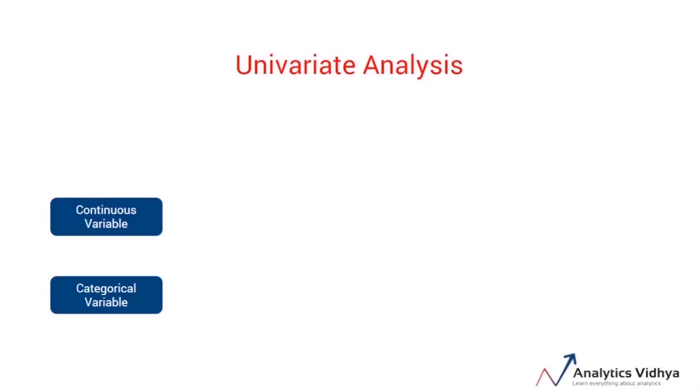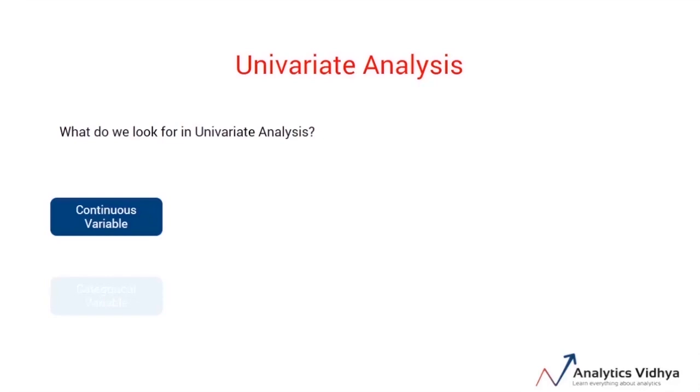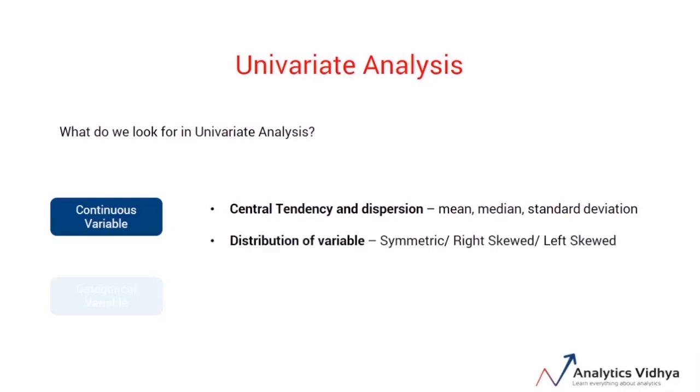First of all, let's discuss univariate analysis for continuous variables. So what do we look for while performing univariate analysis for continuous variables? While working with a continuous variable, we look at its central tendency and dispersion, such as mean, median, and standard deviation. Then we look at the distribution of the variable to identify whether it is right skewed or left skewed. Univariate analysis also helps us in identifying missing values in a variable, along with detecting the presence of outliers.